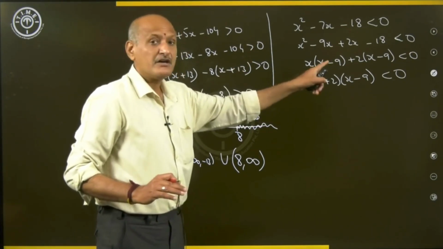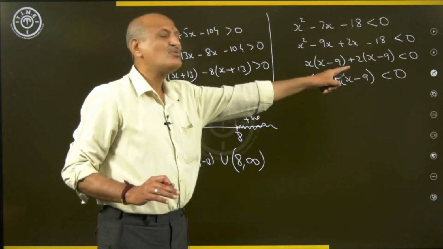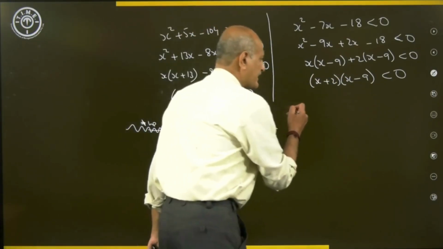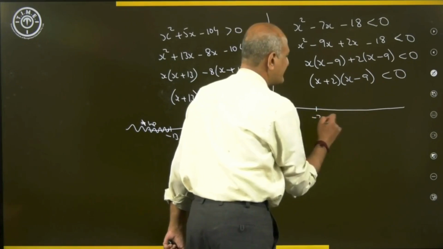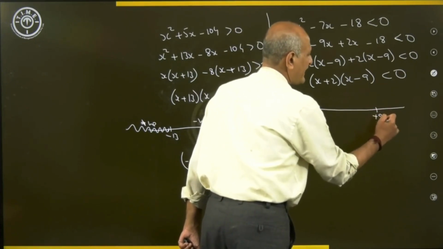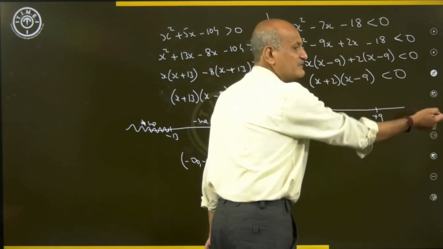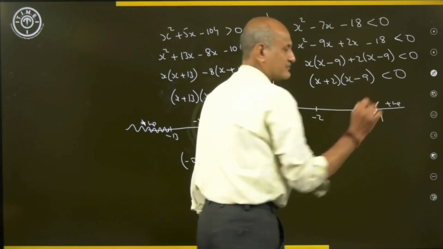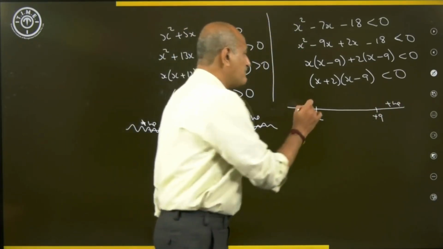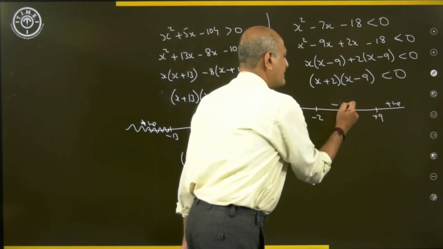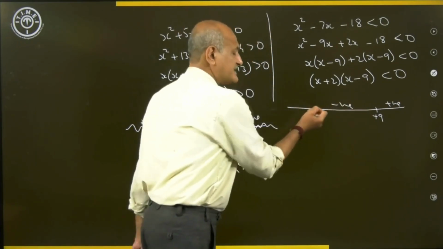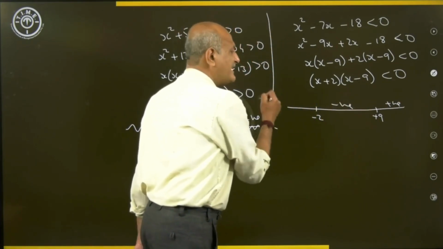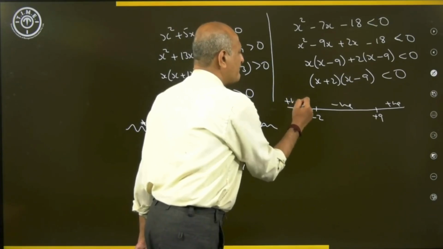In the same manner, for the other quadratic inequation which is given, we can see that the critical points are minus 2 and plus 9. Look at it, there is a minus 2 here and a plus 9 here. For numbers greater than plus 9, the expression will be positive. For numbers between minus 2 and plus 9, the expression will be negative. Similarly, for numbers less than minus 2, the expression will be positive.